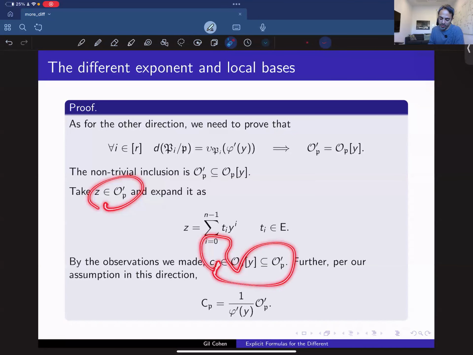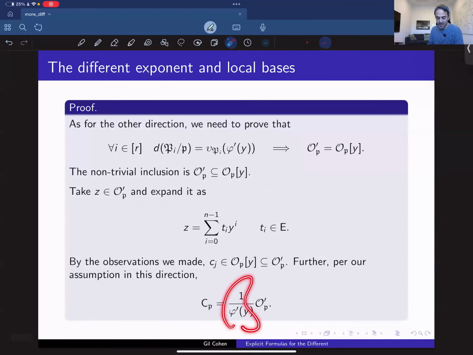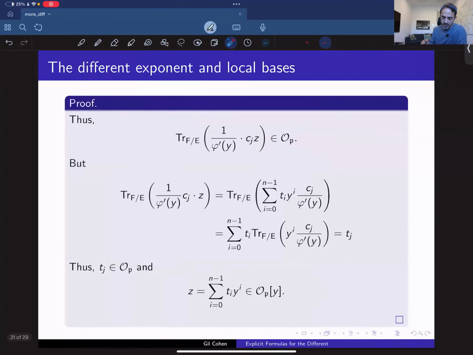The product is in OP prime also. And 1 over phi prime Y is in CP. Right, you can just take a 1 here. And an element in CP times an element in OP prime, when you trace it, you get something in OP. So all I just said is that this trace is in OP.